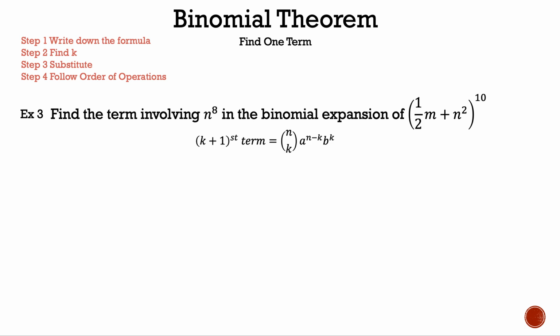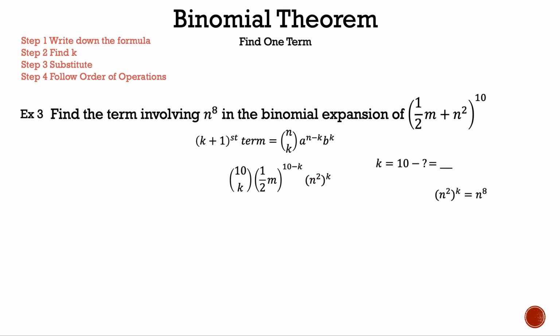What is k? Well, we don't know yet, because we don't have an exact term, just that n to the 8 is involved. But we do know k is equal to 10 minus something. What is that something? Well, let's substitute what we know into the formula to find k. So we have substituted 10 for n, we have substituted 1/2 m for a, we have substituted n squared for b. So how do we solve for k? Remember, n to the 8 is involved. How do we use n to the 8 to solve for k?